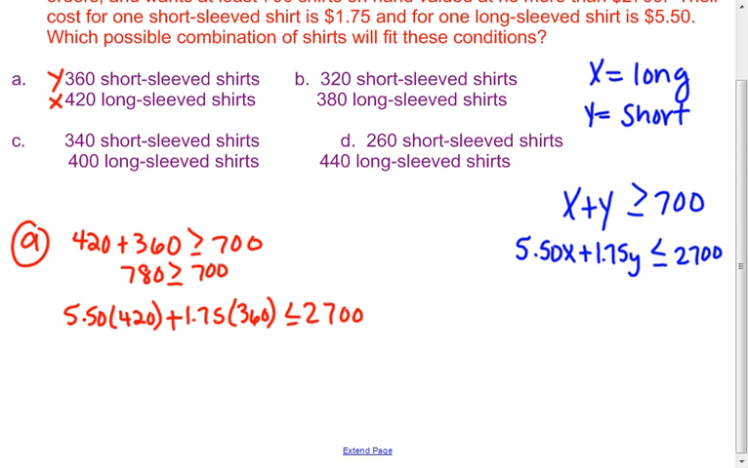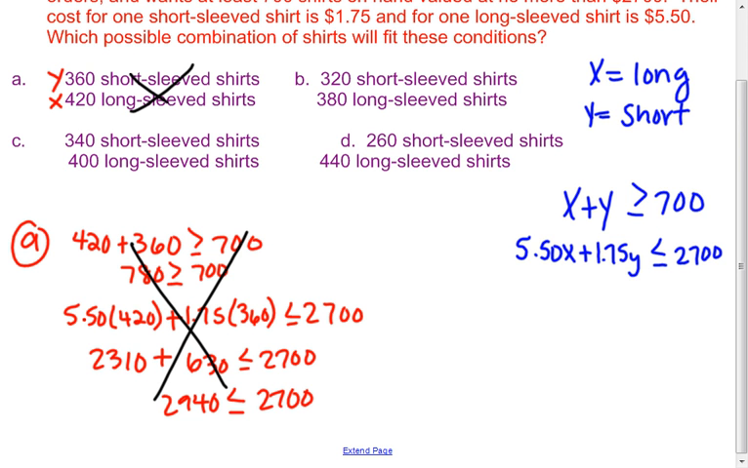All right, 5.50 times 420 is 2310, and $1.75 times 360 is 630. 2310 plus 630 gives me 2940. 2940 is not less than $2,700. Okay? It is not less. A is not a solution to this problem.